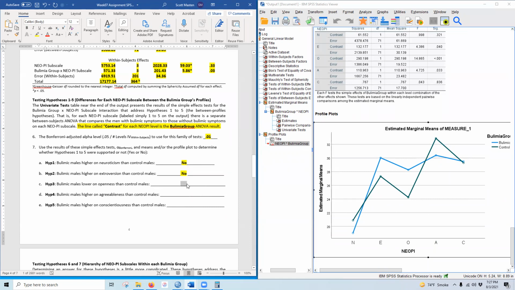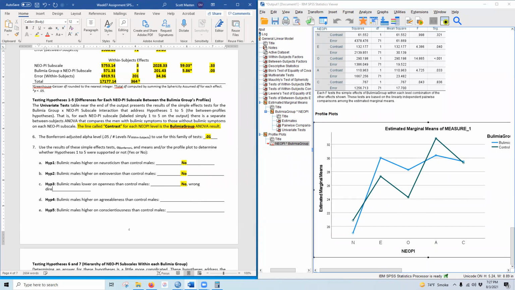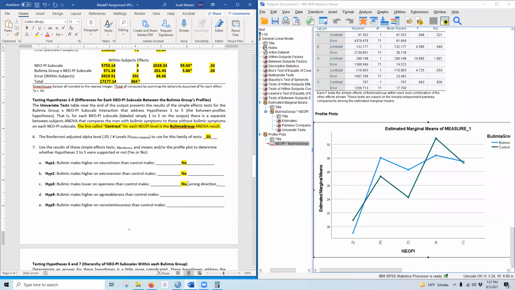The researcher got in the wrong direction. So maybe I'll add that. No, wrong direction. They chose wrong. They thought bulimic males would be less open to new experience. Turns out they were completely wrong. They're actually more open.